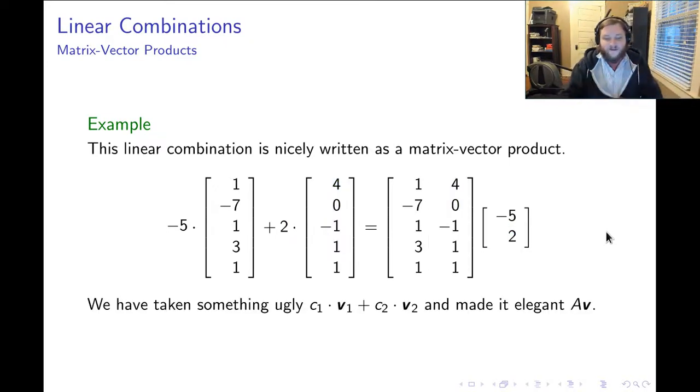The way I like to think of it is we took something that looks kind of ugly mathematically, a scalar times a vector plus a scalar times another vector, and we've elegantly rewritten this expression as just one thing, a matrix A multiplied by a vector V. So this turns out to be an incredibly powerful idea in linear algebra. So the sooner we understand these mechanics, the quicker we can do more interesting things with matrices and vectors.